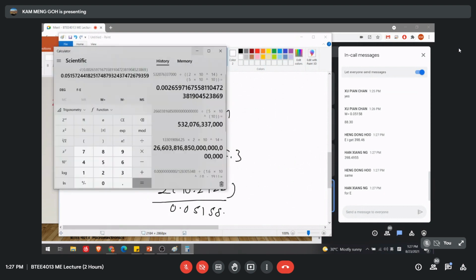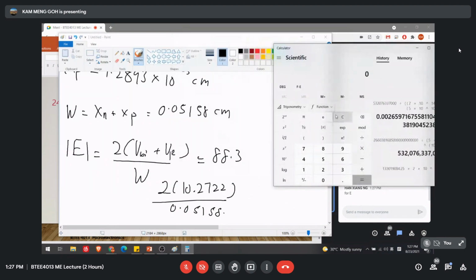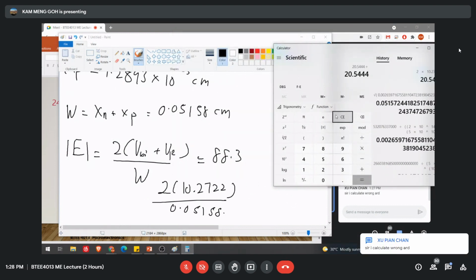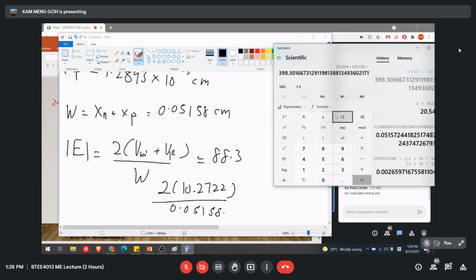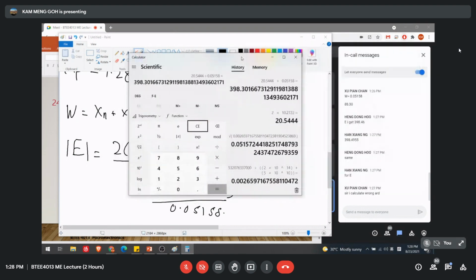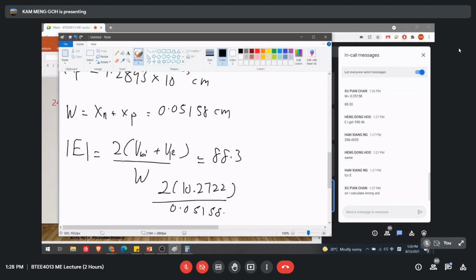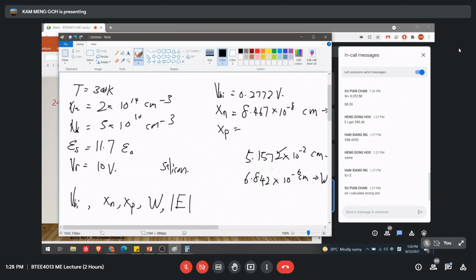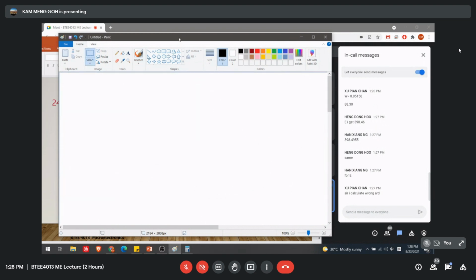Okay, let's try. 2 multiplied by 10.2722 divided by 0.05158. Okay, 39. Right. So this is the thing that we have done. Any question at this point? By the way, today I think we will end the class earlier because we left only a little part of this lecture. If no question, then I proceed to the last part of today.